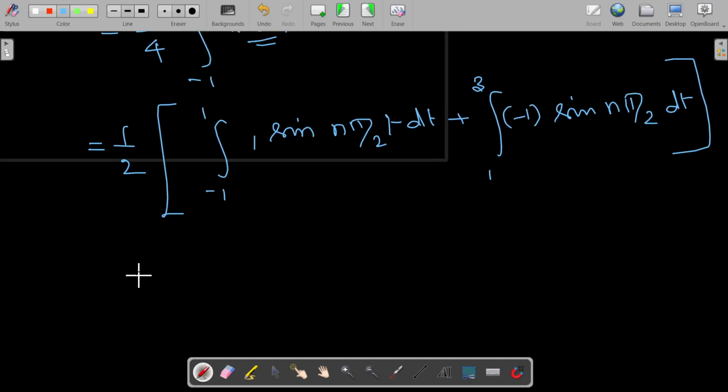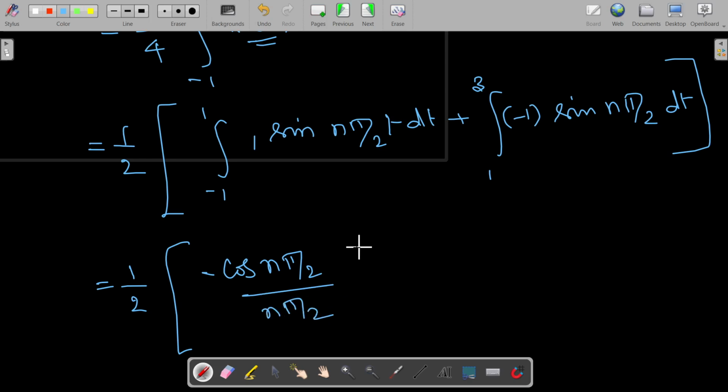So this can be evaluated now. 1 by 2, sine n pi by 2 t, that can be integrated as minus cos n pi by 2 t divided by n pi by 2, with the limits minus 1 to plus 1.